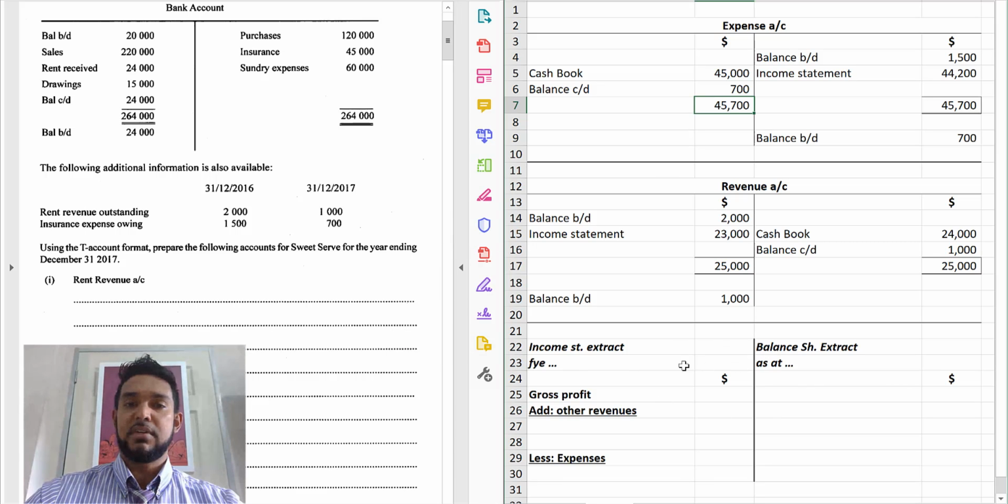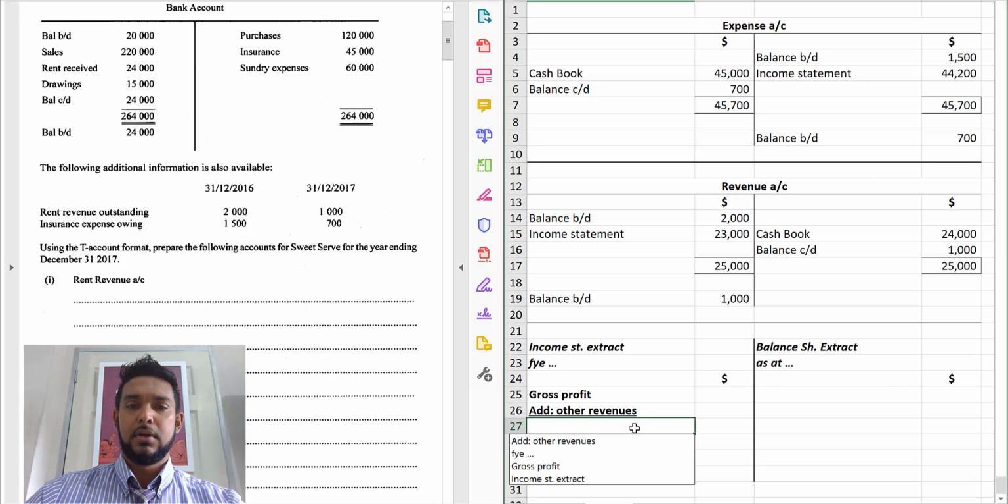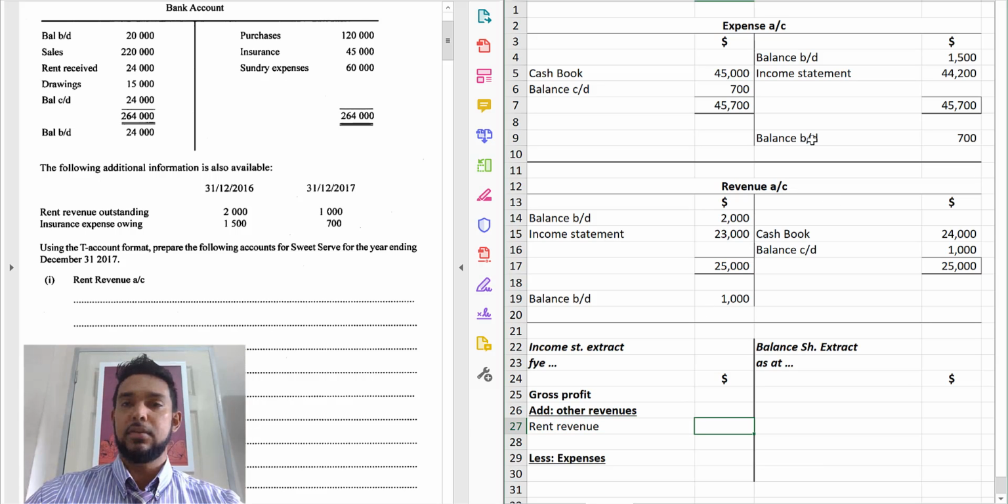Now, I know you guys are seeing some extracts down here. I'm going to do them just for the sake of completion. So rent revenue, and that is the income statement figure here, 23,000. And expenses, we have insurance, and that was 44,200.